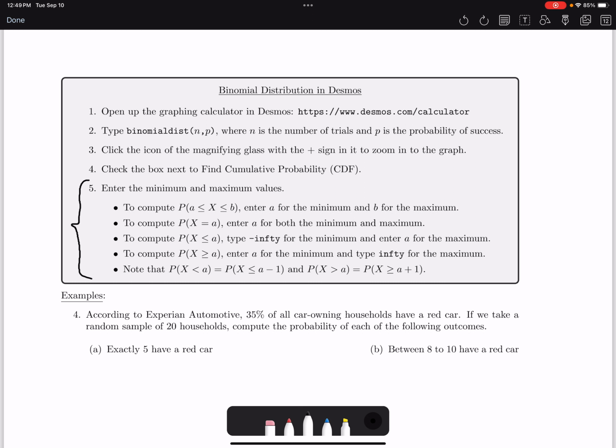Finally, if you have strict inequalities like this, you'll have to turn them into inclusive inequalities, right? The probability x is less than A is equal to the probability x is less than or equal to A minus 1. All right, this is true for a discrete distribution like the binomial. So just to put some numbers to that, because I know it seems kind of confusing. If x is less than 7, strictly less than 7, then that means that x is less than or equal to 6, right? If you're dealing with a discrete variable like the binomial.